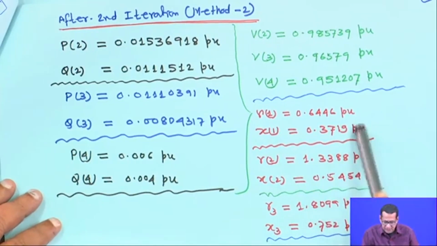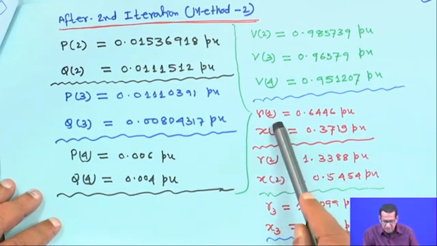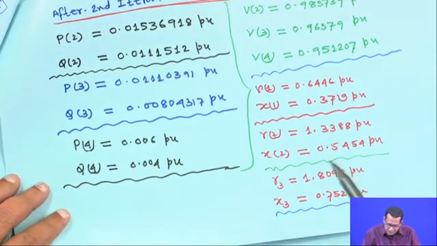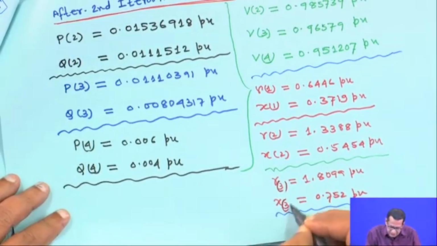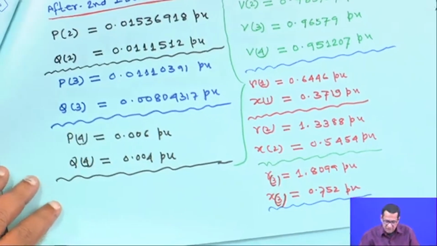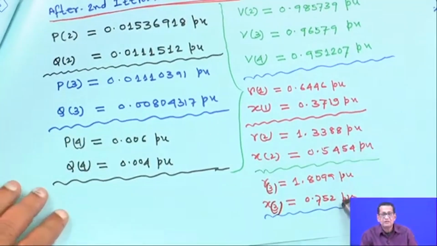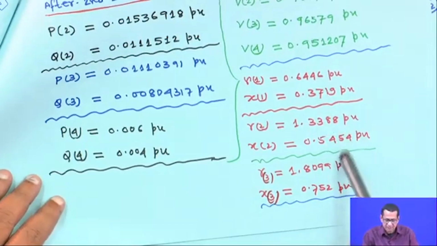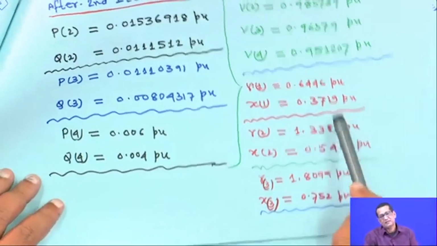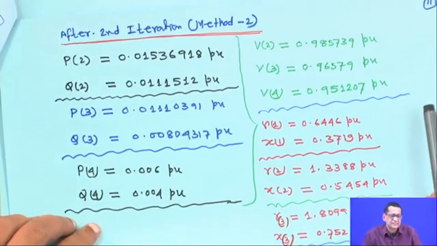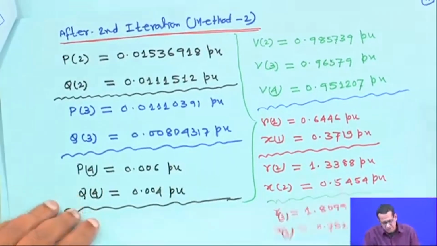And all the R values and X values are in per unit, all R1 X1, R2 X2, R3 X3. Everything I am putting in brackets. This data we have used earlier, but it is rewritten here in per unit values. So, using this data we will calculate SI2, SI3 and SI4, because it is a 4 node problem.